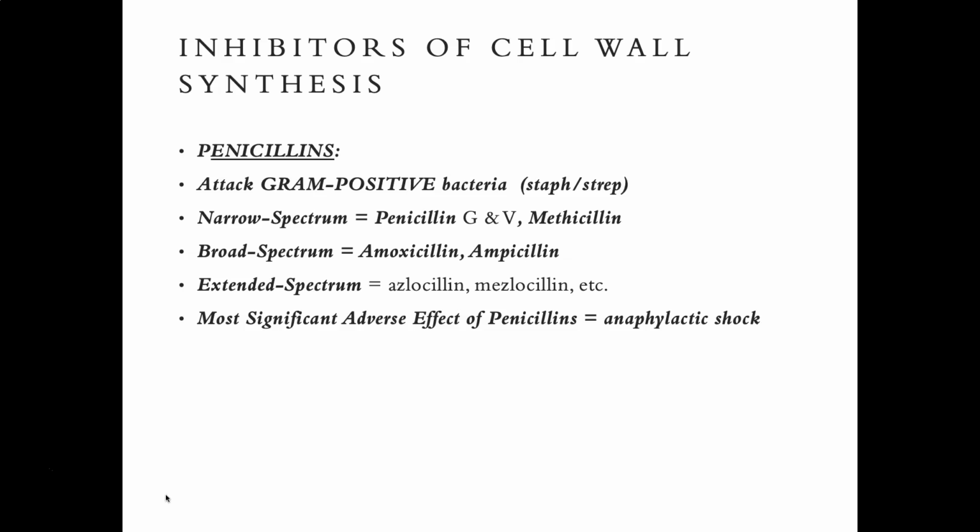All right, we are now ready to jump into our first section of antimicrobials, and we are going to talk about cell wall synthesis inhibitors. And the first one we're going to talk about are penicillins. Penicillins are one of the most common antimicrobial drugs out there. These attack gram-positive bacteria. Some narrow-spectrum penicillins are penicillin G and V, and methicillin. Remember we talked about methicillin-resistant Staph aureus as an MDRO? Here you go. Methicillin is a narrow-spectrum penicillin that's used to target gram-positive bacteria.